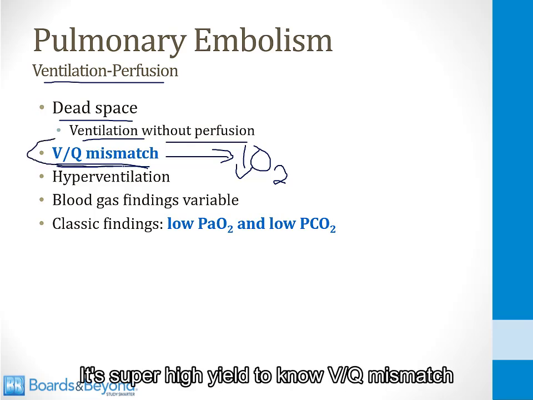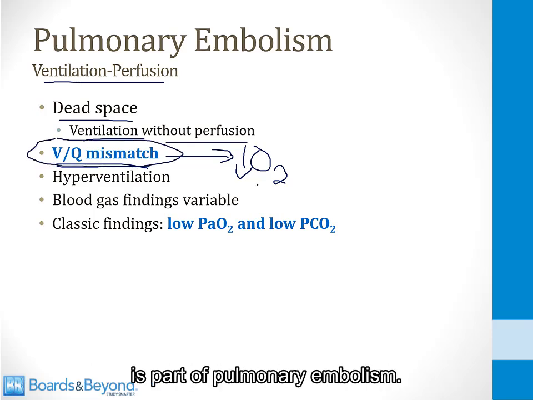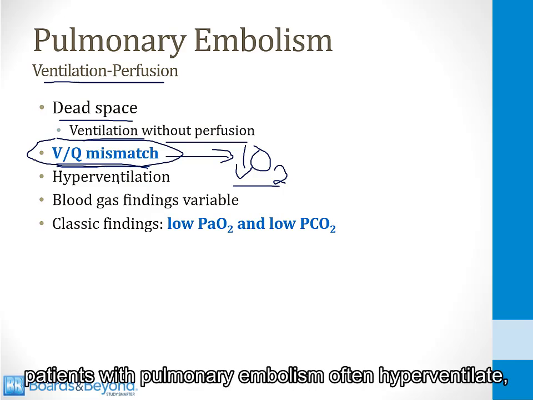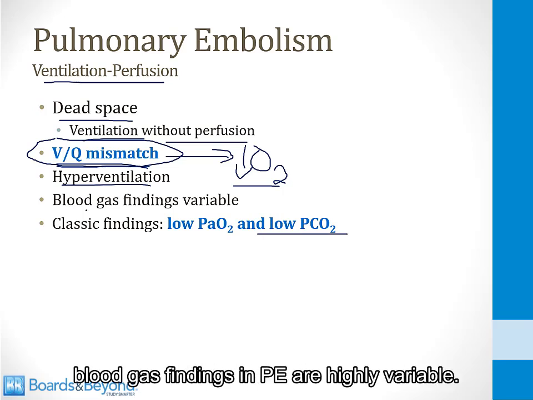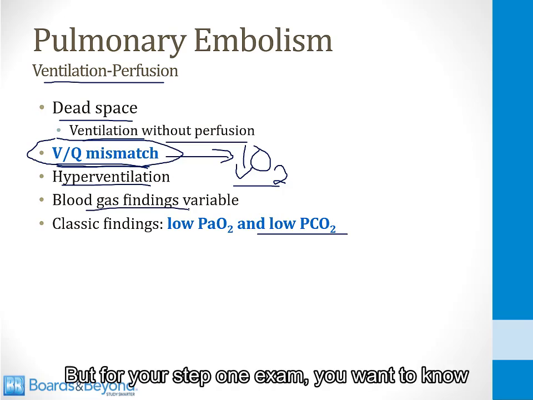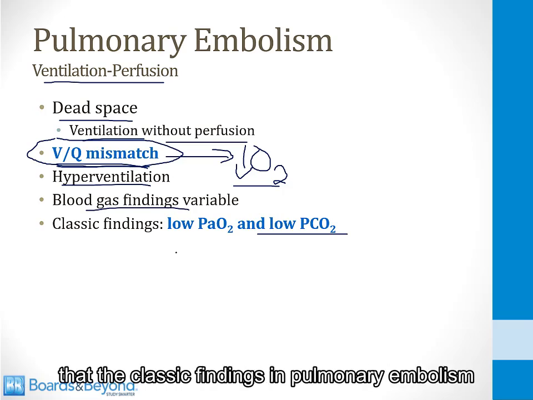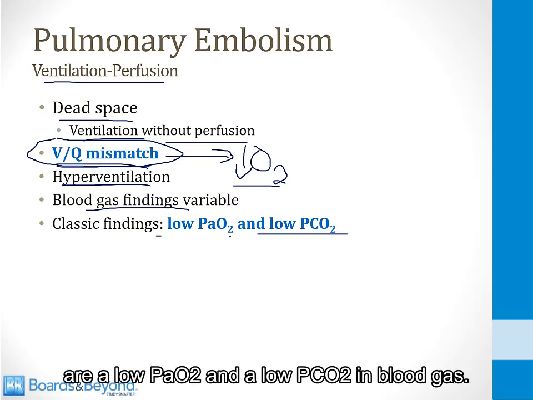It's super high yield to know VQ mismatch is part of pulmonary embolism. Because of the hypoxemia, patients with pulmonary embolism often hyperventilate, and this can lead to a low PCO2. Now, in reality, blood gas findings in PE are highly variable, but for your Step 1 exam, you want to know that the classic findings in pulmonary embolism are a low PaO2 and a low PCO2 in blood gas.